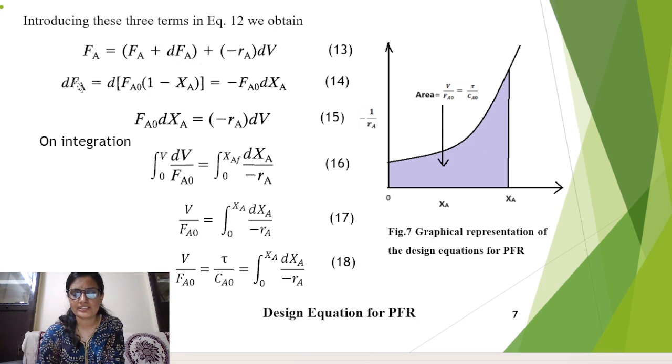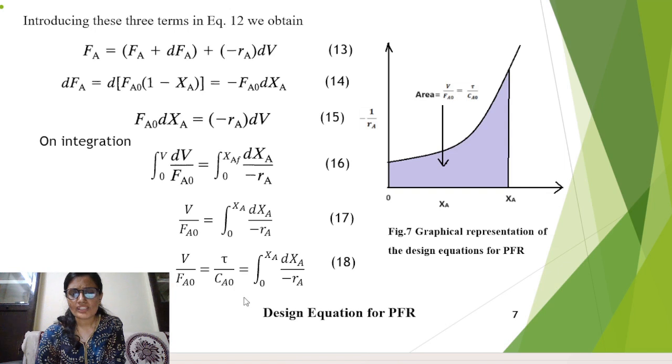Now this dFa can be written, in place of Fa, as Fa naught into 1 minus Xa, and on differentiating, Fa naught will be constant, so we have only minus Fa naught into dXa. So in place of dFa we can write minus Fa naught dXa, and this will be minus Ra into dV. Now on integration and after simplifying we get the integration from 0 to V of dV over Fa naught is equal to the integration from 0 to Xa of dXa over minus Ra, equation number 16. Again after integration we get V by Fa naught is equal to the integration from 0 to Xa of dXa over minus Ra, equation number 17.